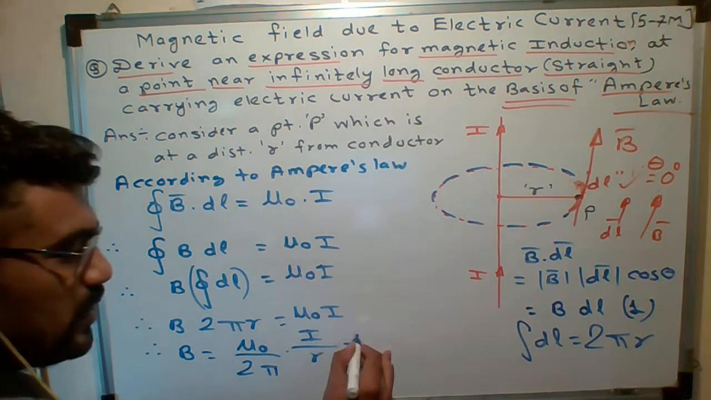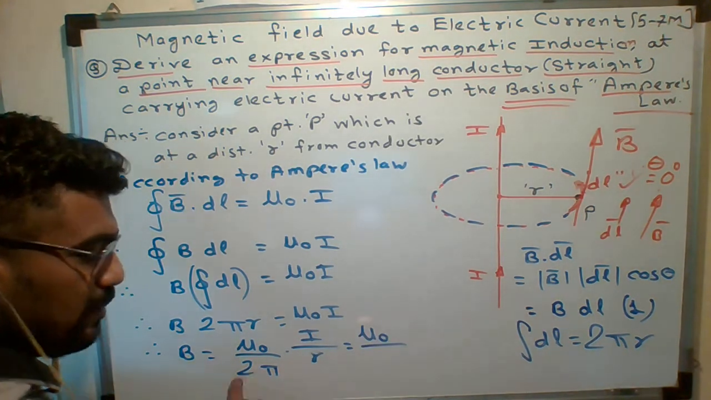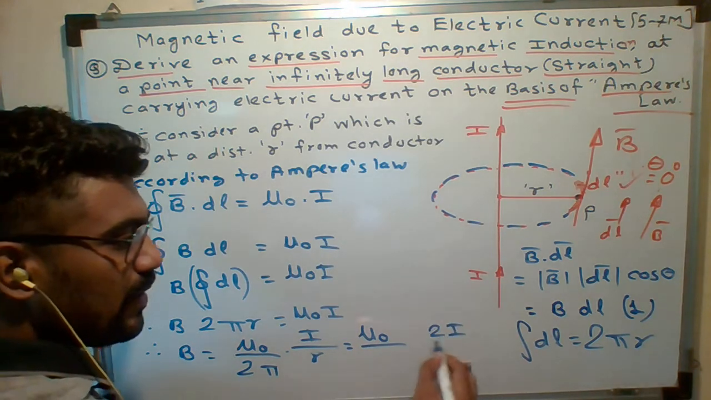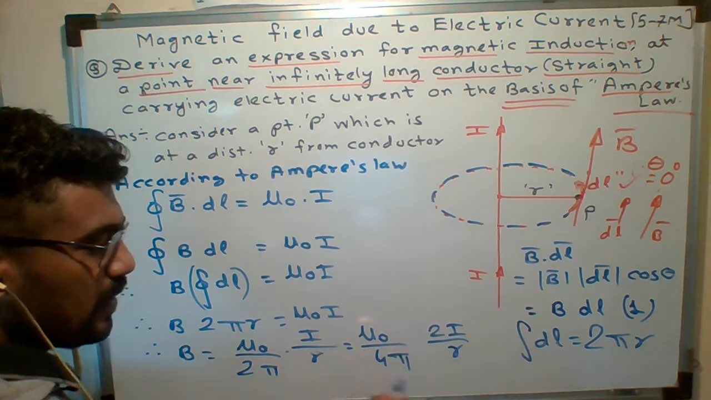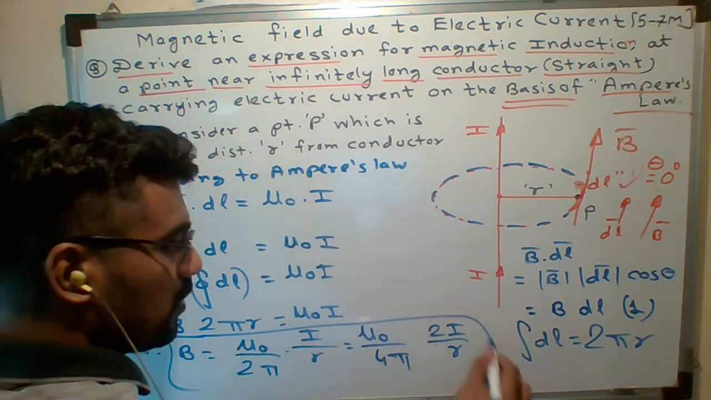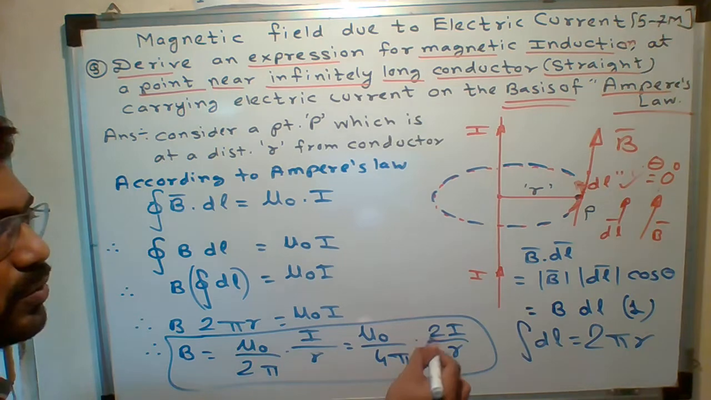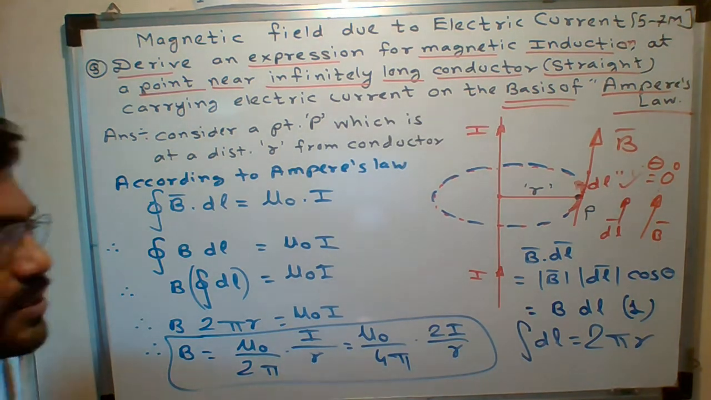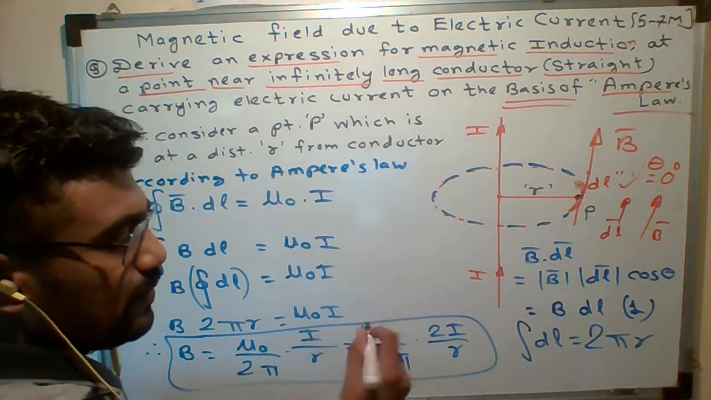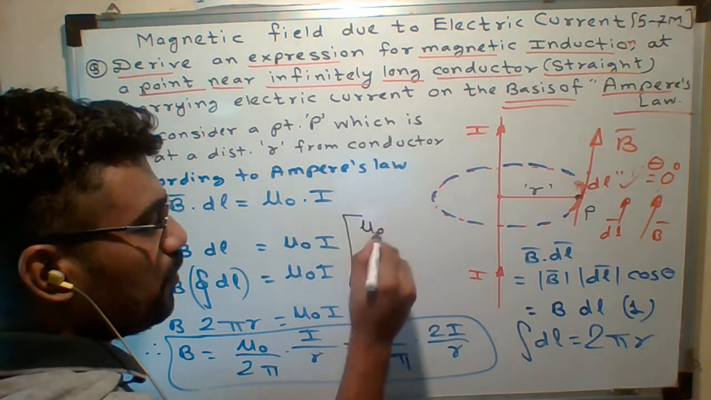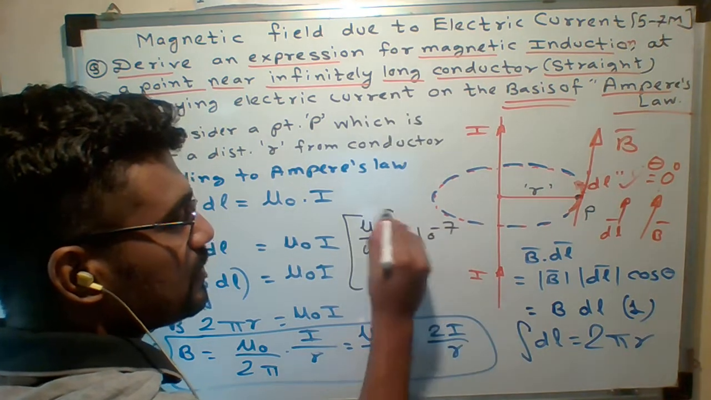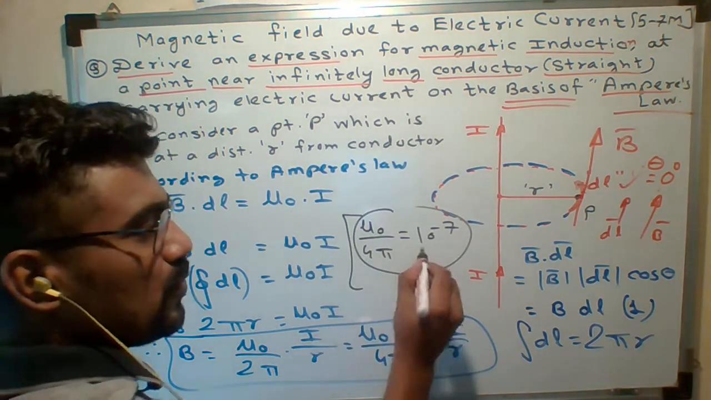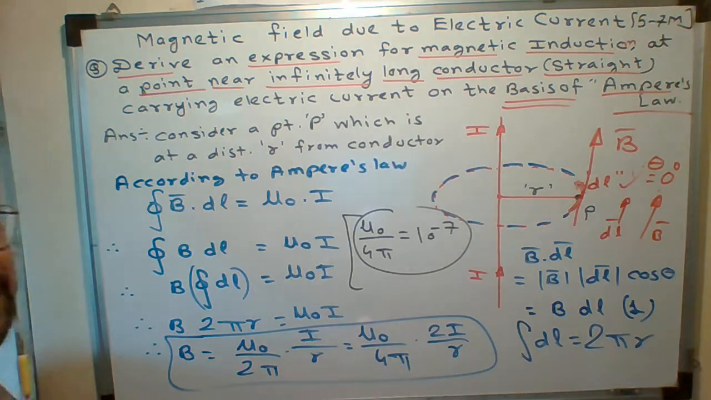But now students, what are we going to do? I am going to multiply and divide by 2. If I multiply by 2, I have to divide by 2 also, so 2 into 2 becomes 4 pi. So the final answer of B is mu naught upon 4 pi into 2I upon r. Now the question from the students is, why do you multiply and divide by 2? Because the constant value of mu naught upon 4 pi is 10 to the power of minus 7, so you have to put this value. For that, we multiply and divide by 2. Hope you understood this particular theory.